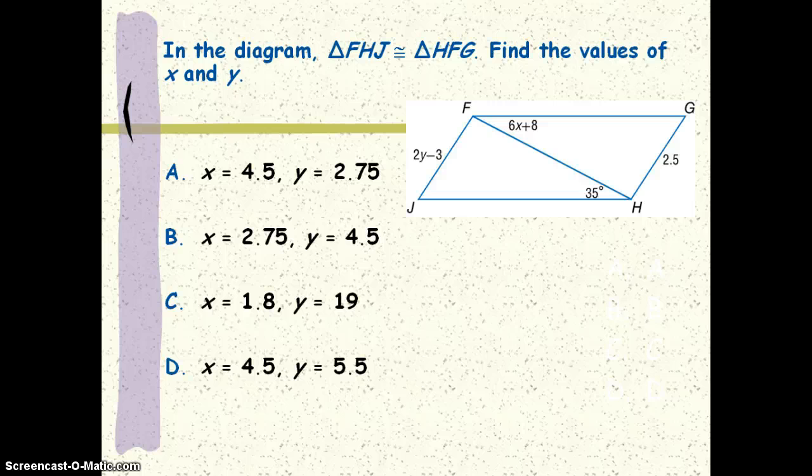I want you to try this one on your own. In the diagram, triangle FHJ is congruent to triangle HFG. Find the values of x and y. Your answer is going to be A, that x is equal to 4.5 and y is equal to 2.75.